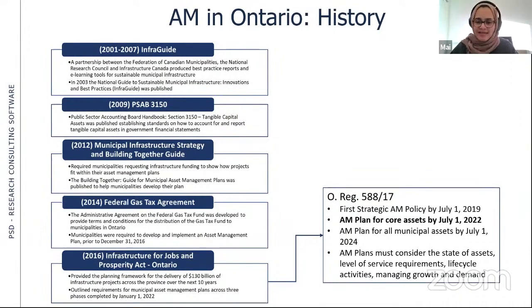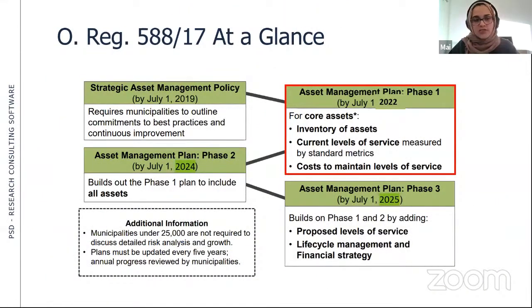And that's really where we are today with the Ontario Regulation 588/17 as part of the Infrastructure for Jobs and Prosperity Act. They outlined specific requirements for the asset management plans for both the core and the non-core assets. And they also provided a framework for the delivery of funding for the next 10 years across the province. So when we look at the Ontario 588/17 regulation, the first piece was that policy, as we mentioned.